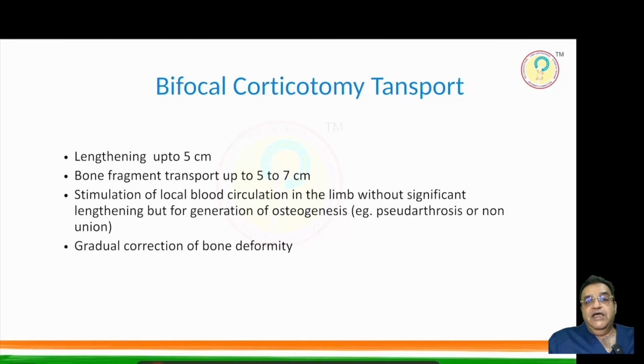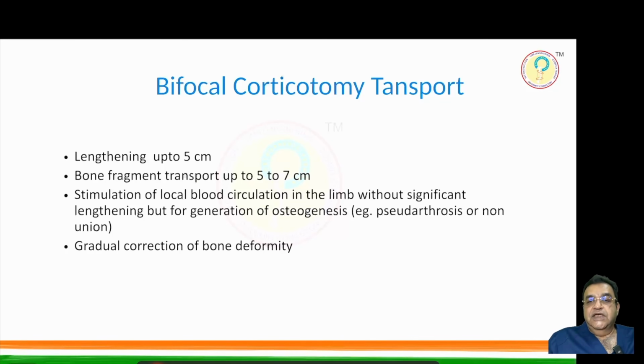Now coming to bifocal corticotomy transport: lengthening up to 5 centimeters, bone fragment transport up to 5 to 7 centimeters, stimulation of local blood circulation in the limb without significant lengthening, but for generation of osteogenesis, like in case of pseudoarthrosis or non-union, where you require a good local blood supply, you can do corticotomy. And if you have to do gradual correction of bone deformity.